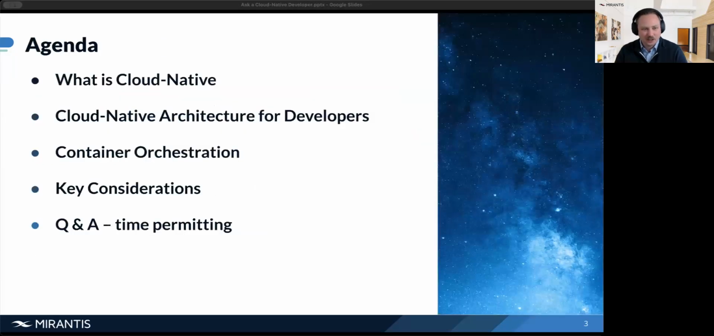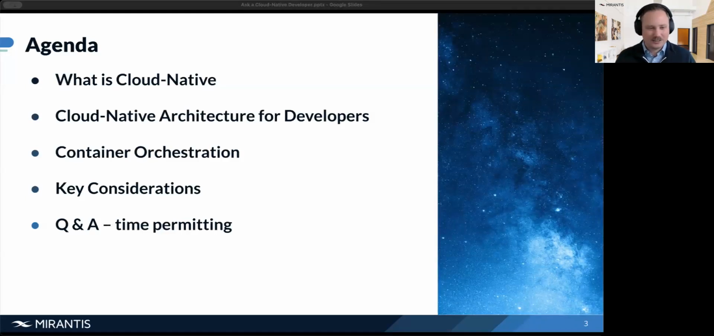So let's take a look at what we're going to be talking about. We've put together this loose agenda, again conversational, but we've got a few talking points, and the slides here are meant to keep us on topic as best we can. So we're going to go over what is cloud native. We're going to talk a little bit about cloud native architecture, especially from the developer's point of view. Sometimes we get so used to looking at it from the top down, we forget to look at it from the bottom up. So we'll look at it maybe from the developer's point of view.